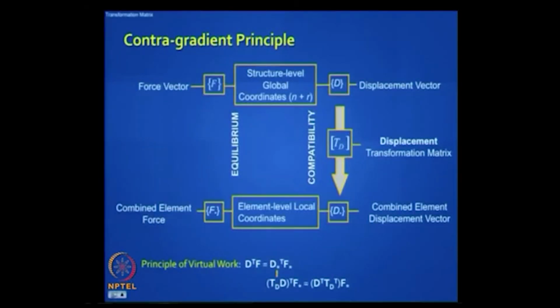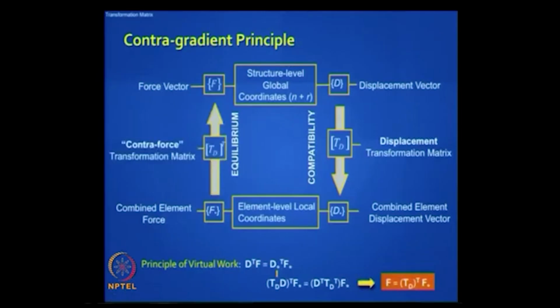Then you keep your eyes open and compare the left hand side with the right hand side, and then you arrive at a simple equation. F is equal to TD transpose F star. So what does this mean? This means that's your relationship. That's a powerful relationship.